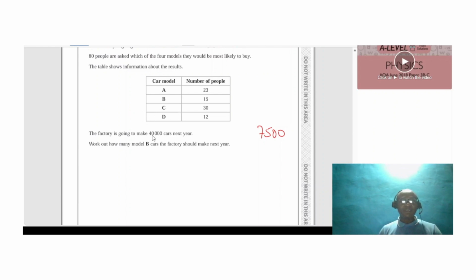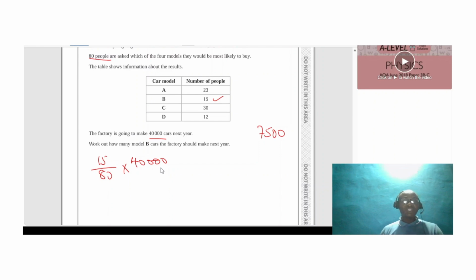For factory B, the number of people there are 15, but the total number of people is 80. So we are going to have 15 all over 80 multiplied by the number of cars they intend to make next year, which is 40,000. Okay. So therefore, we work it out.